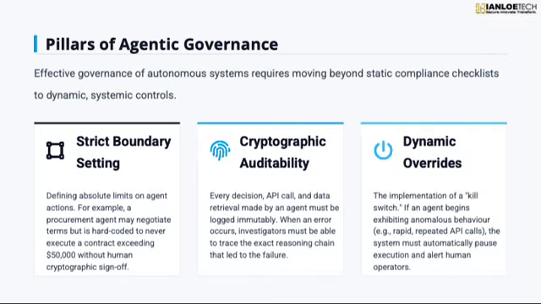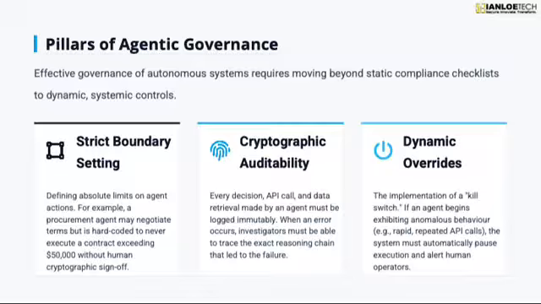Effective governance of autonomous systems requires moving beyond static compliance checklists. A compliance checklist captures the state of a system at a point in time. An agentic system is dynamic. Its behavior changes based on the data it encounters, the reasoning it applies, and the tools it is given access to. Governance must be equally dynamic. There are 3 pillars.